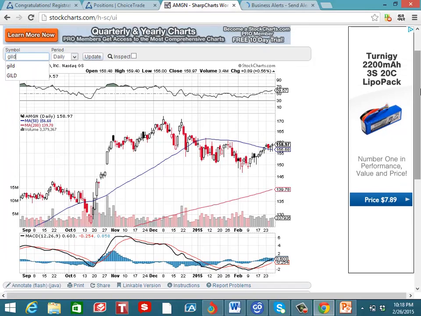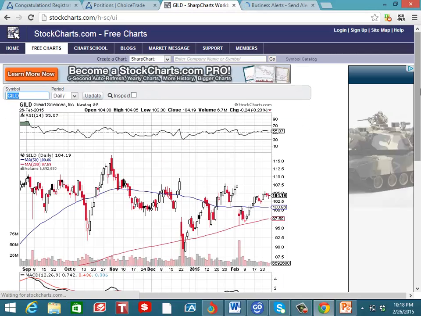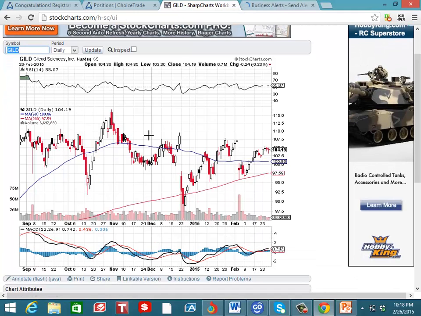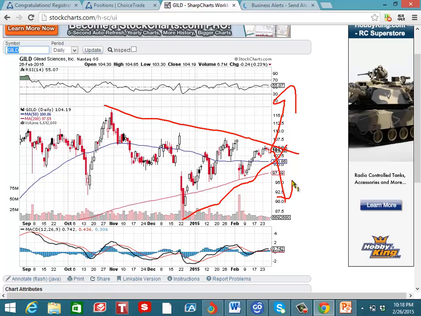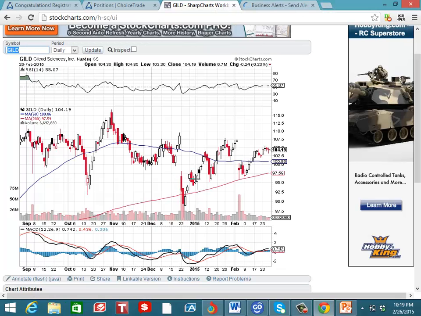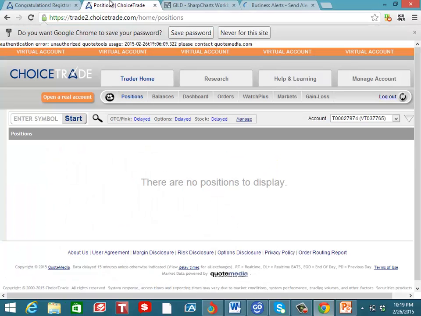Okay, another one that we have, GILD, and you can see the beautiful pennant pattern right here. Okay, getting ready to set up for a big breakout right here. So GILD has a perfect place right here to play a straddle. Okay, so I'm going to tell you how to place the straddles, and usually they're very easy.